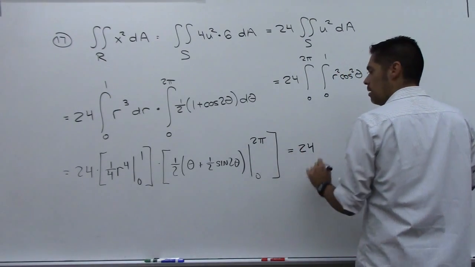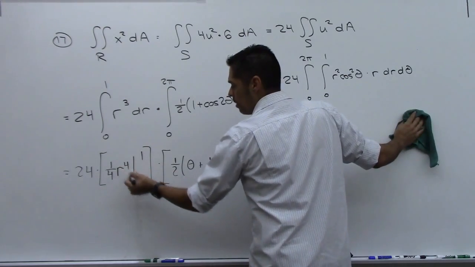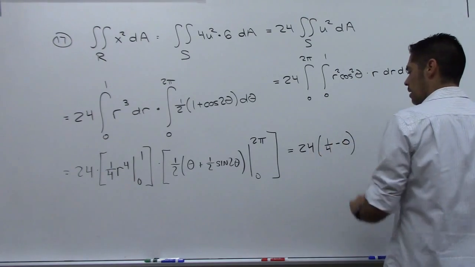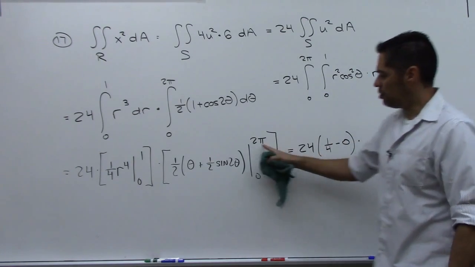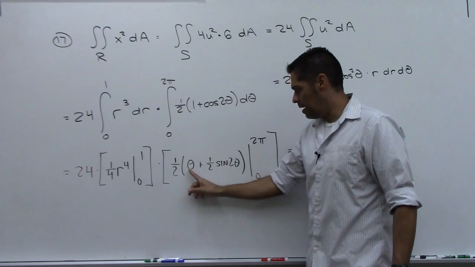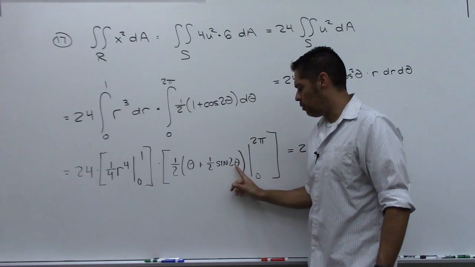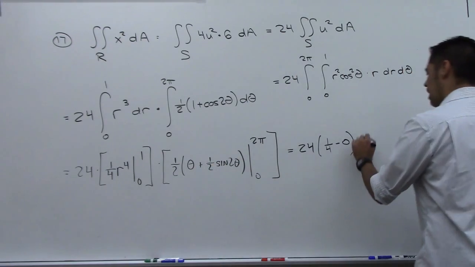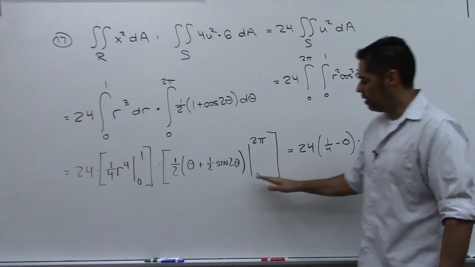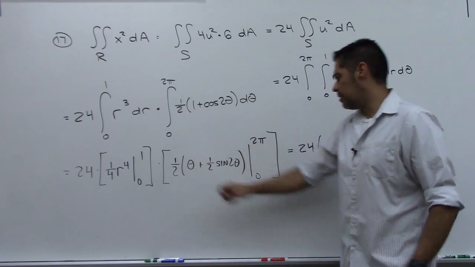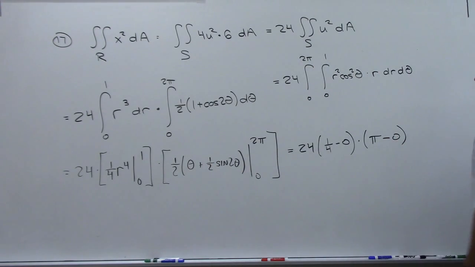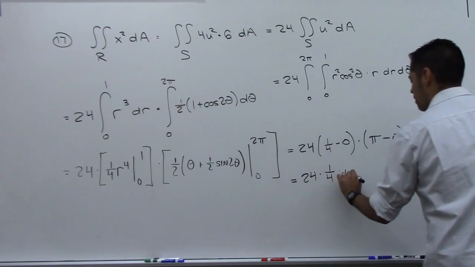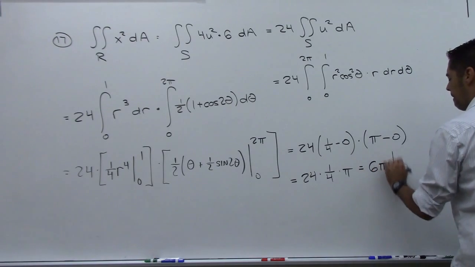Get 24. Okay, when I plug in 1 here, I get 1/4. When I plug in 0, I get 0. So I'm just going to have 1/4 minus 0. And then the next one, when I plug in 2 pi, let's see what happens. Sine of 2 times 2 pi is sine of 4 pi. Sine of 4 pi is 0, so that whole thing zeroes out. I get 2 pi times 1/2, so that's just pi. And then when I plug in 0, I get zeros here. So everything zeroes out, so minus 0. And so this is 24 times 1/4 times pi, which is 6 pi.